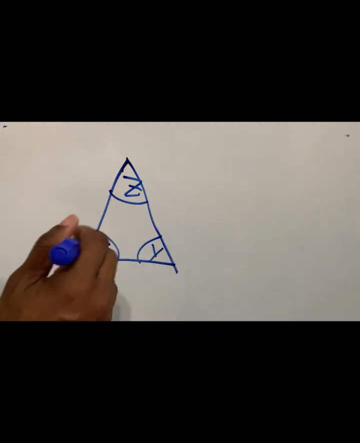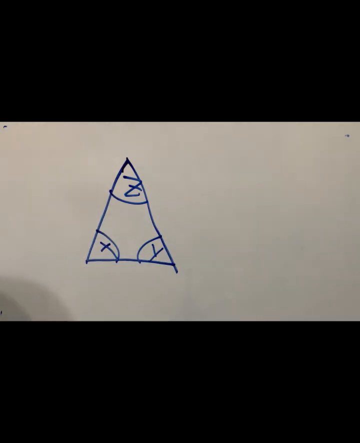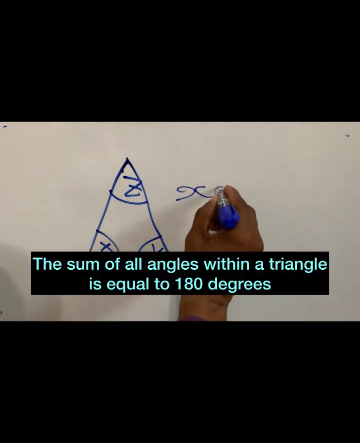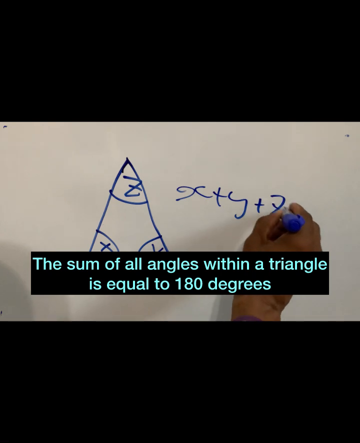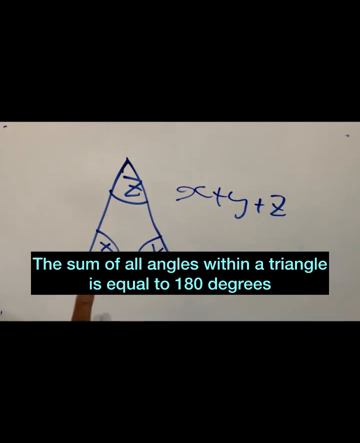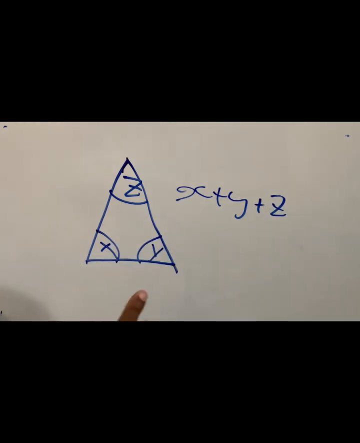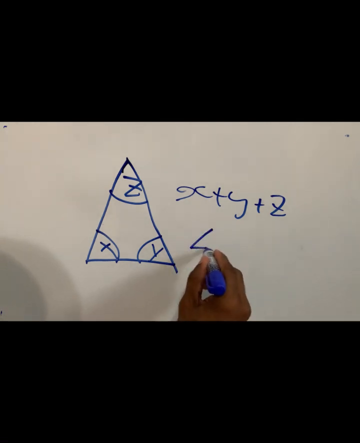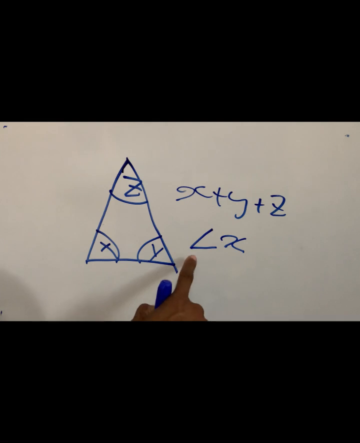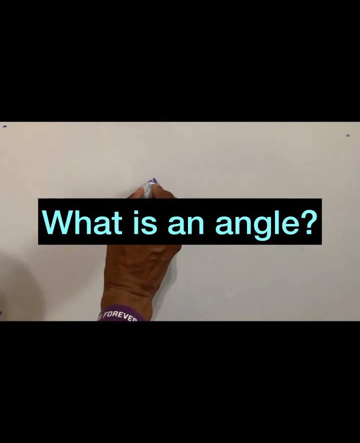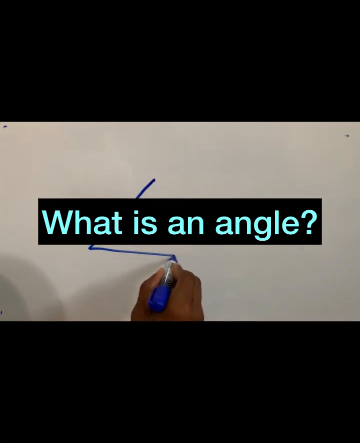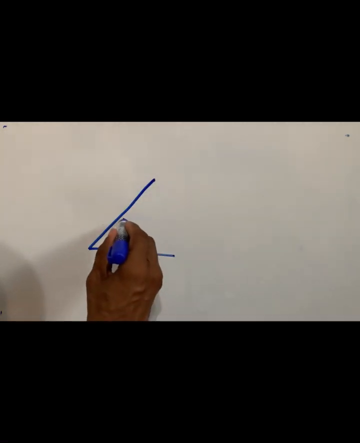Now, what is very important to note is that we have 3 angles inside, and all these angles, x plus y plus z, all these angles equal 180 degrees when we add them up. The symbol for an angle is just this. So if we have this and x, we're saying angle x.